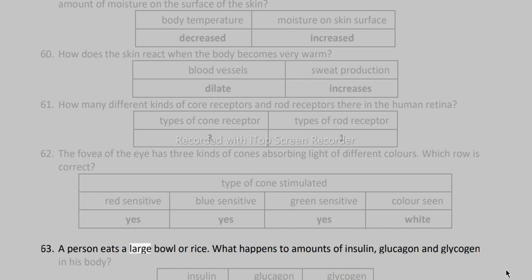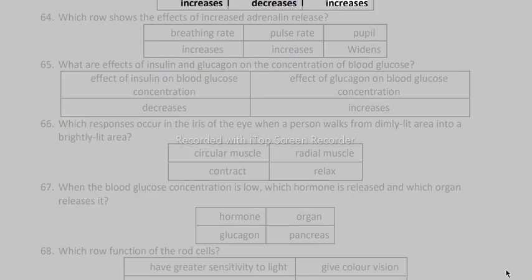63. A person eats a large bowl of rice. What happens to amounts of insulin, glucagon, and glycogen in his body? Insulin increases, glucagon decreases, glycogen increases.